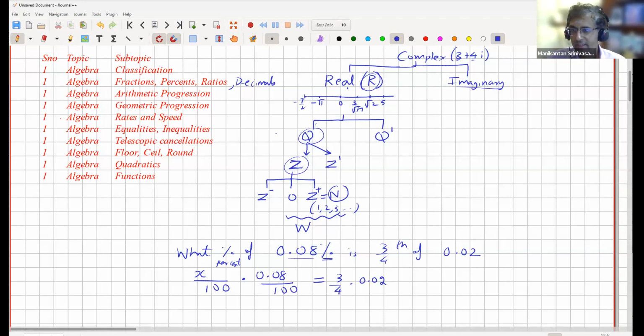So once you write it out like this, there's no confusion. Should I multiply by 100? Should I divide by 100? All of this, right? Cent is 100. Percent is divide by 100. That's it, right? And then 0.02 is 0.02. 0.02 is 2%.